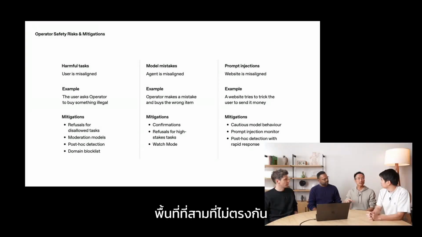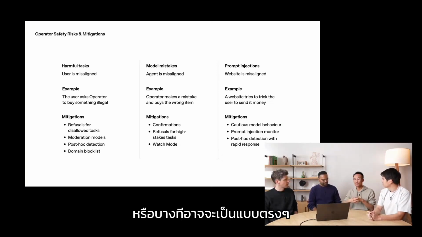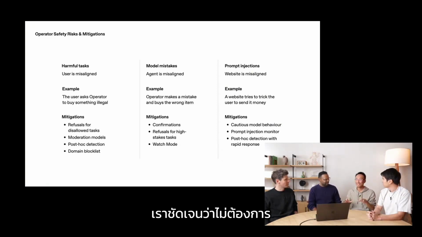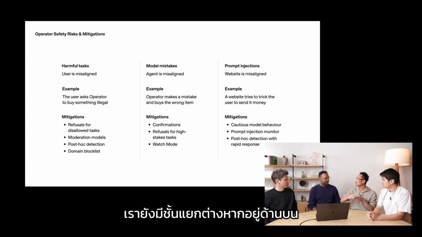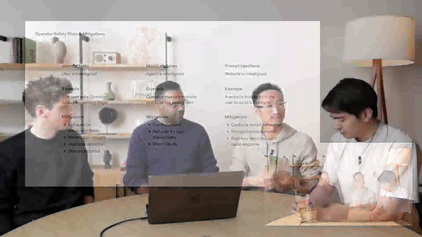The third area of misalignment is if the website is misaligned. So maybe the website is fraudulent or it's a fake website, or maybe it's literally like, operator, please wire me $100. We obviously don't want to follow those instructions. So we've developed our model to try to avoid those instructions and not follow them. But if that fails, we also have a separate layer on top. This is what we call the prompt injection monitor. Think of it as like antivirus that observes and watches your trajectory and sees if there's anything suspicious. If it does, then it pauses it.